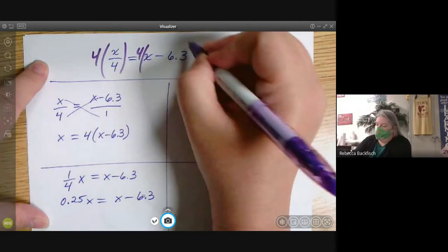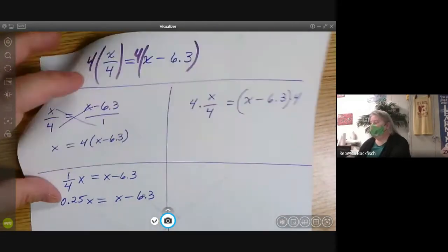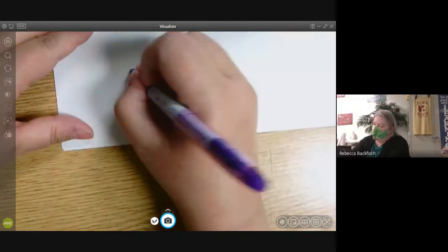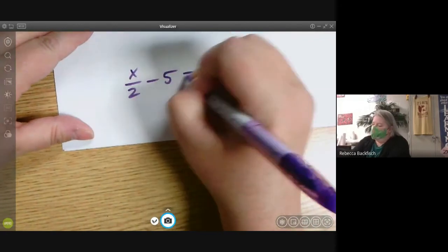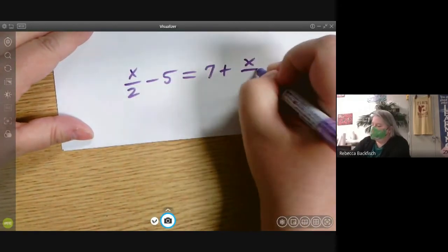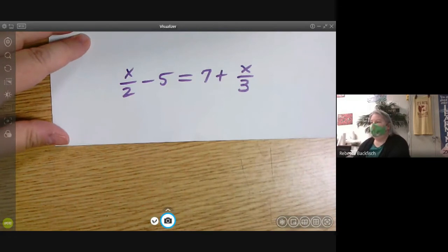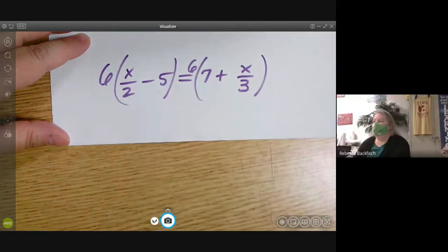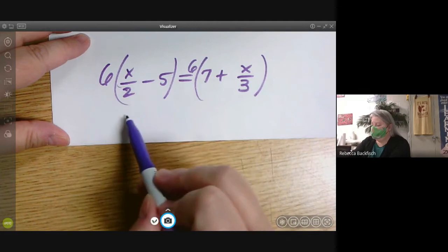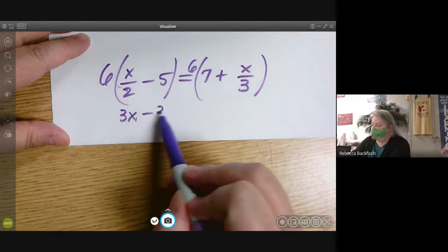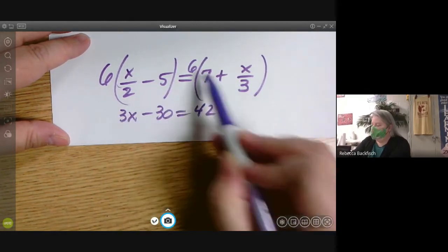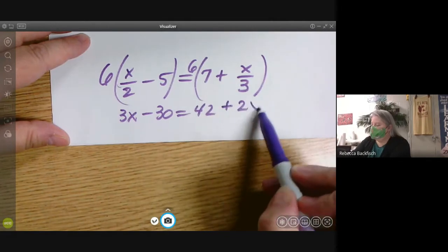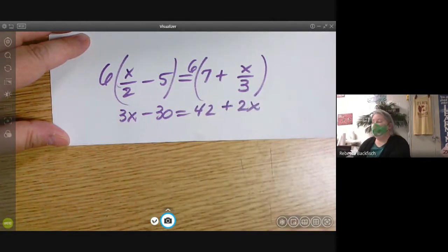It'll go away. You could even do that for more complicated situations, like if you had something like this. You can say, I don't want any denominators, but both of those numbers go into 6, so I'm going to multiply both sides by 6. And when I'm done doing that, I won't have any denominators. Because 2 goes into 6, so this would just be 3x. And 3 goes into 6, so that would just be 2x. So that's a nice strategy.